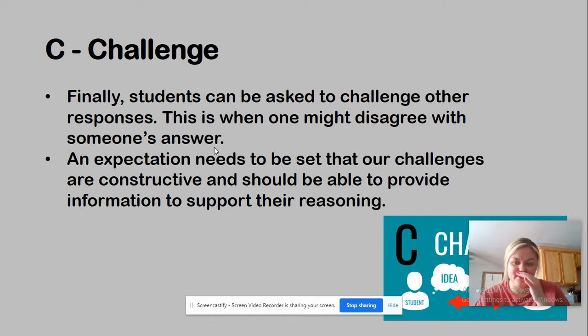And it's important here that we do have the expectations set as well, that our challenges are constructive. They are not going to be tearing each other down, and you're going to provide specific information that supports your reasoning. That way we can better reason and compare the two answers and possibly change each other's minds to think differently here.